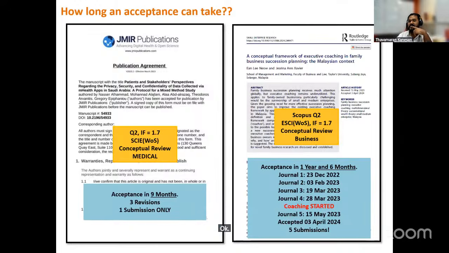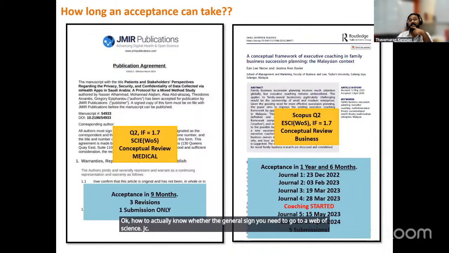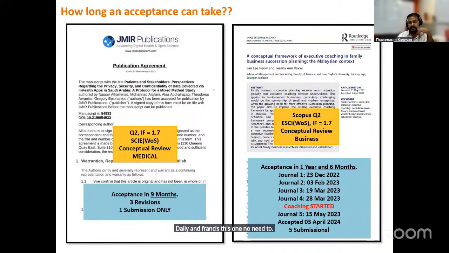How do you actually know whether a journal is high impact? You need to go to Web of Science JCR, Journal Citation Reports. This one no need to pay. This one need to pay. Taylor and Francis, this one no need to pay. You can check the journal and see.